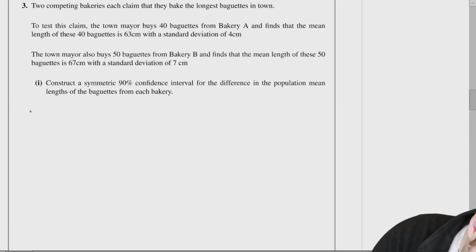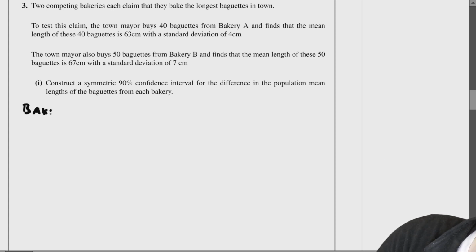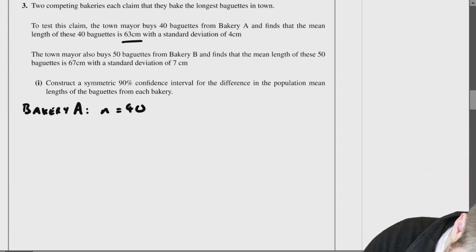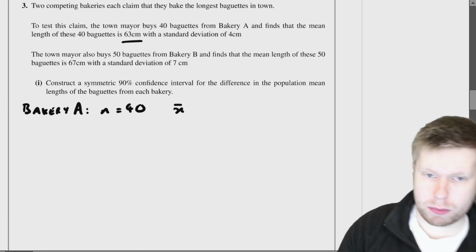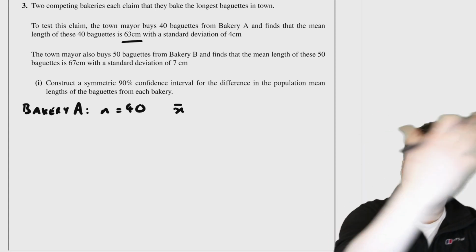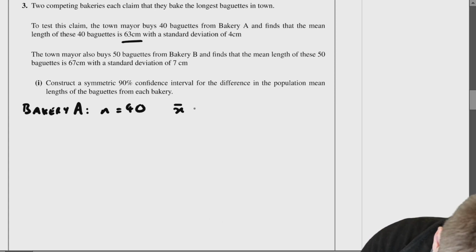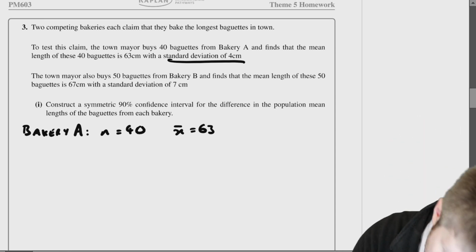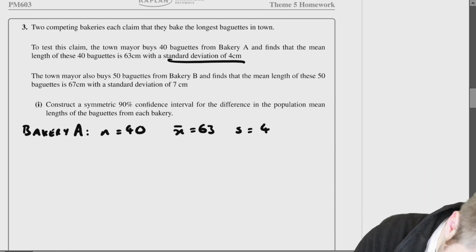So let's actually have a look at this. So I'm going to write down the data as I come across it. So bakery A, okay, I have a sample size of 40, okay, because they buy 40 baguettes. I find that the mean length of those 40 baguettes is 63 centimetres. And of course that's sample mean, because I'm talking about the mean of the 40 baguettes. In other words, the sample of 40, okay? So the sample mean is 63. And again, the standard deviation of those 40 baguettes, that sample standard deviation, is equal to 4 centimetres, okay?